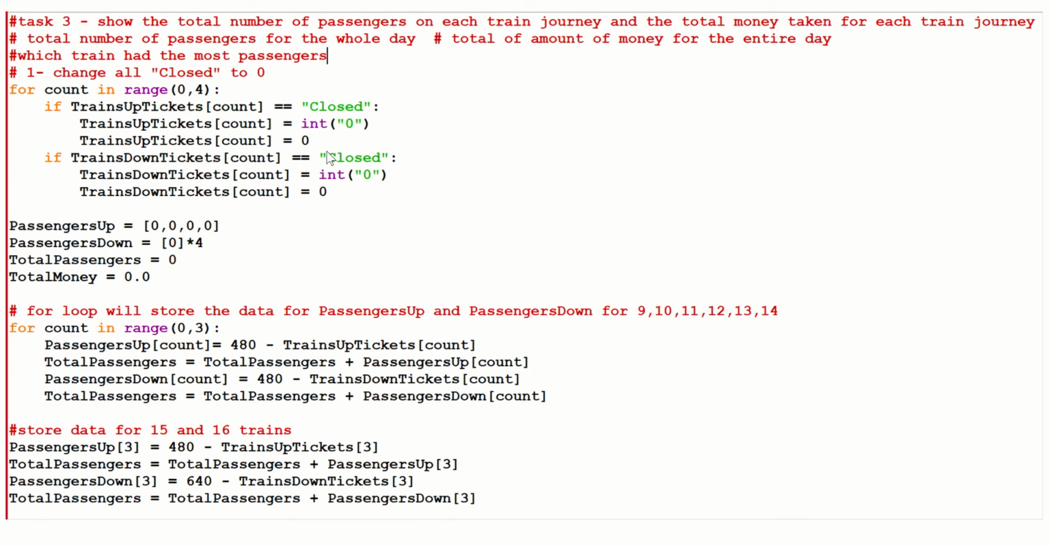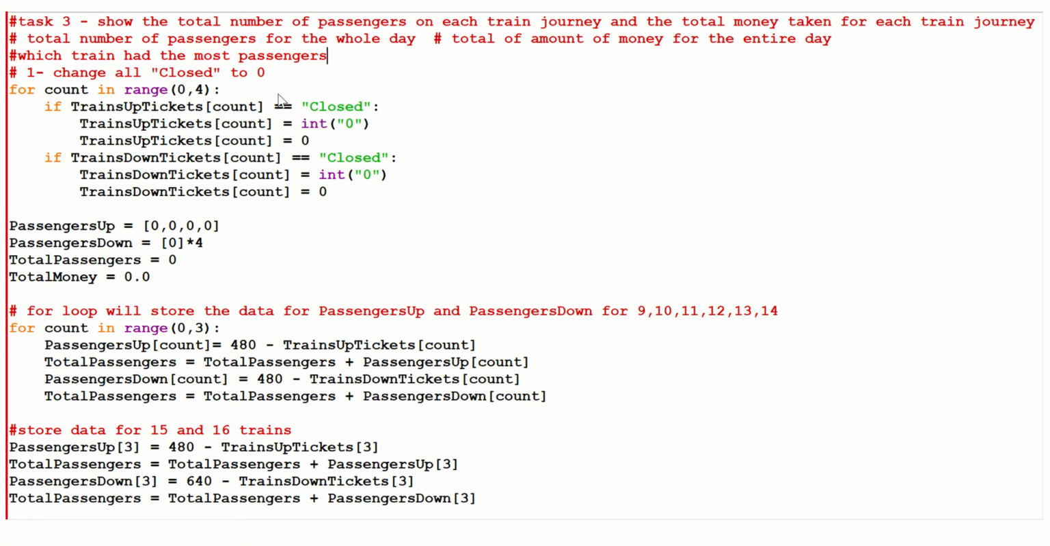So adding all the passengers for trains up and trains down, and the total amount of money for the entire day. So money from all four up trains and all four down trains. So change or close to zero first. So it will repeat 4 times.